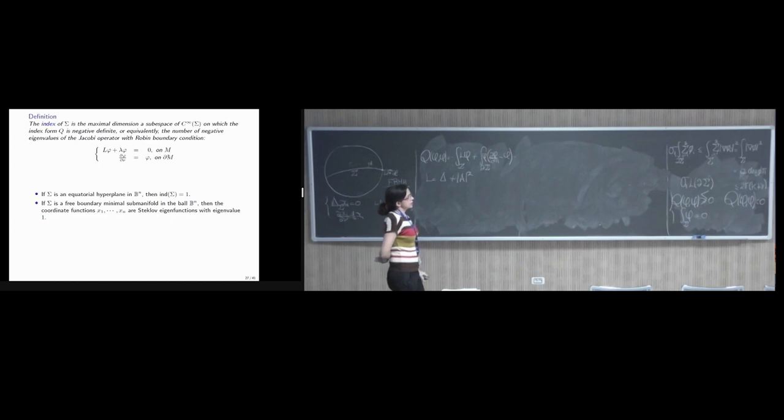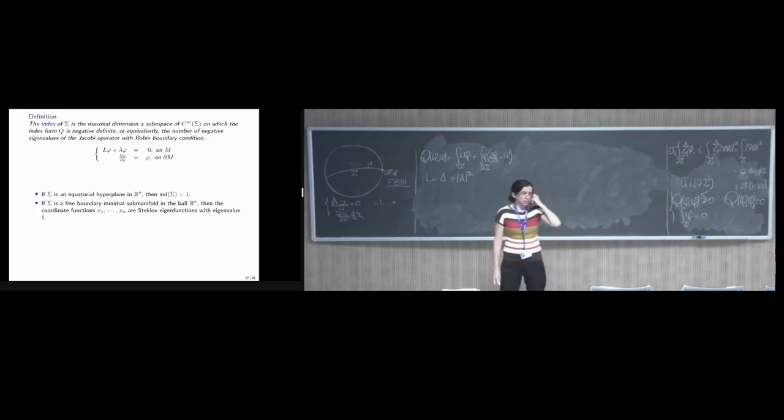Now I will define for you what the index of a hypersurface means. The index of the hypersurface is the maximal dimension of the space of functions for which this quadratic form is negative definite. This is equivalent to studying the number of negative eigenvalues of this problem here. So studying the index is the same as studying this problem.